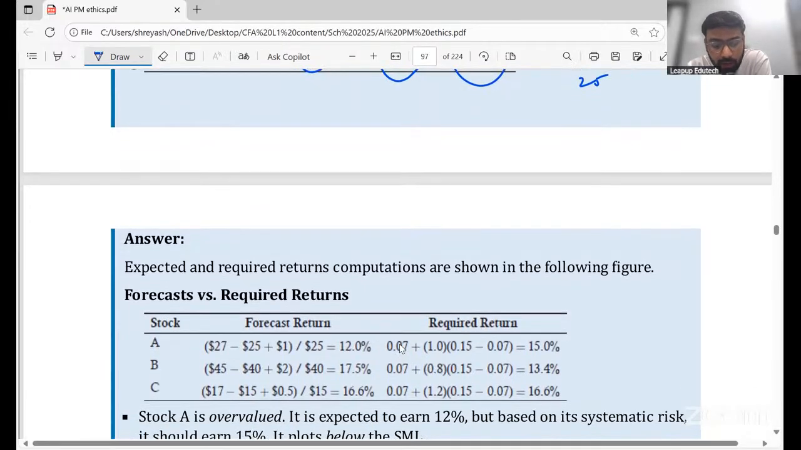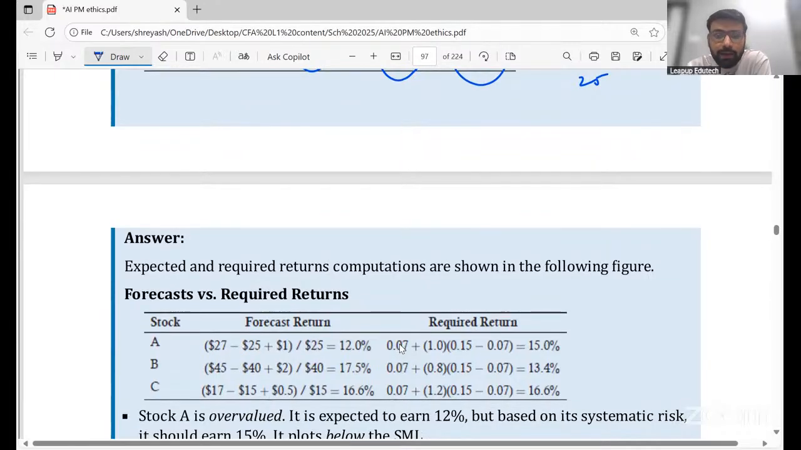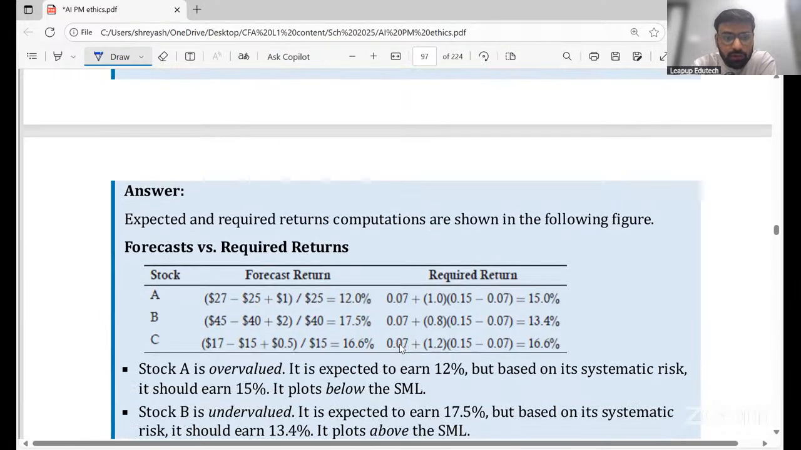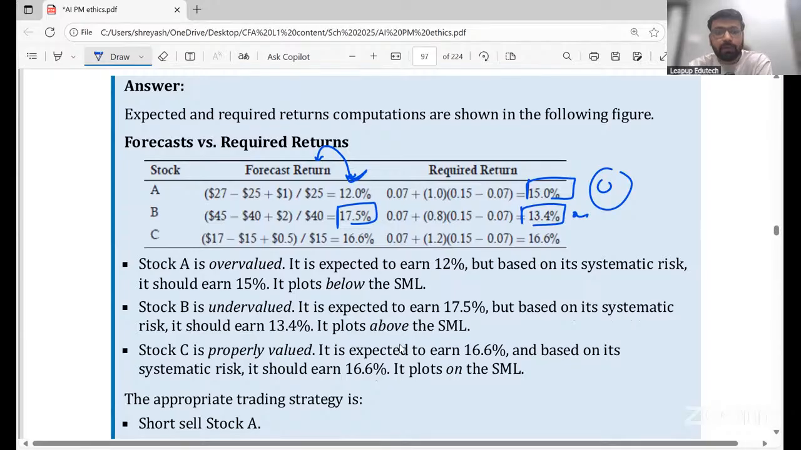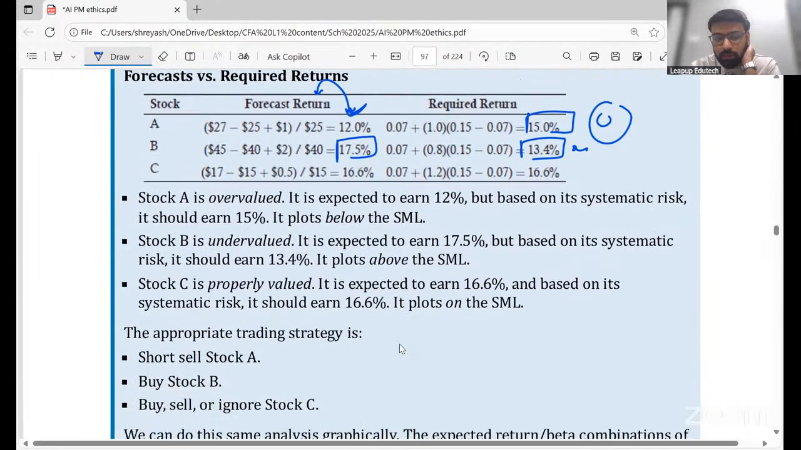If the required return is lower than the expected return of the stock, that means the stock is undervalued. And if it is the same, the stock is appropriately valued. Stock A: the forecasted return, which is the expected return, is 12%, whereas the required return is 15%. That means the stock is overvalued. Here the expected return is 17.5, whereas the required return is 13.5, 13.4. That means the stock is undervalued. And stock C is appropriately valued.